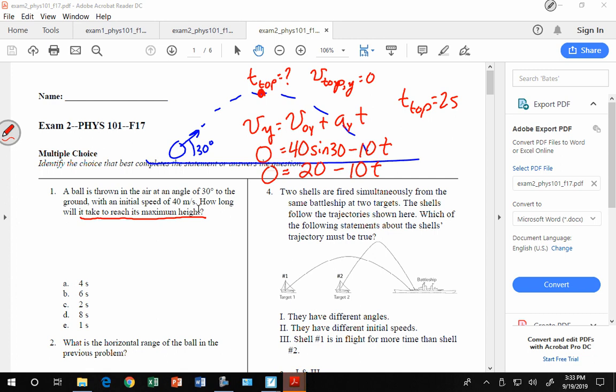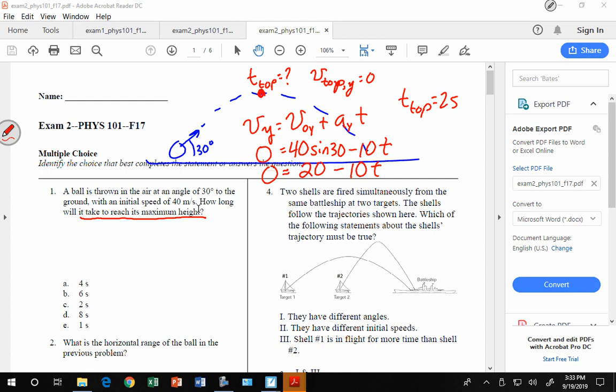Y'all okay solving that? I'm skipping a step here, but that's why I like using 10. I like using nice round numbers so that the math works out more easily for you, because I have a multiple of 10 here, and so I know that t has to be 2 for this to equal 0. Get used to that, okay? It'll make you move faster through the exam if you can work through these equations more quickly. So t-top is 2 seconds. That's the answer.